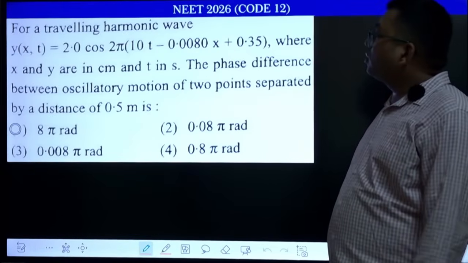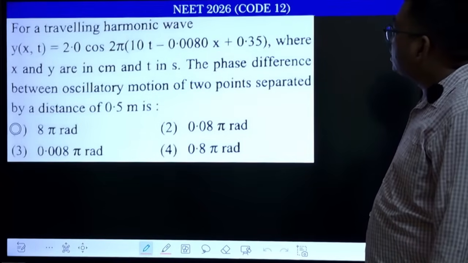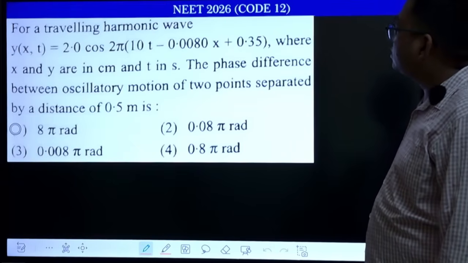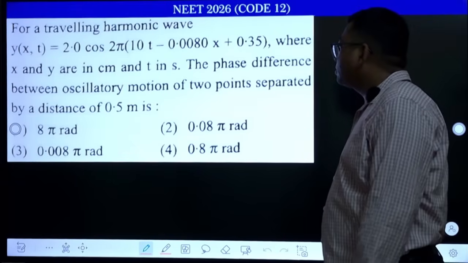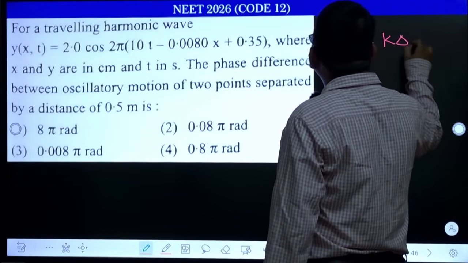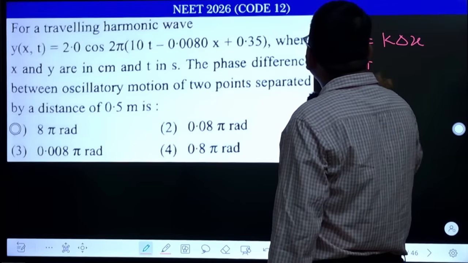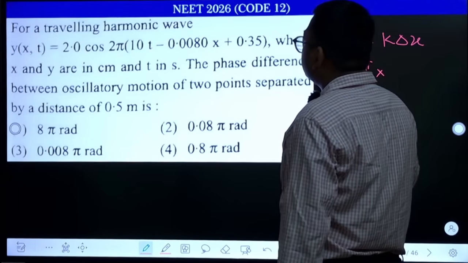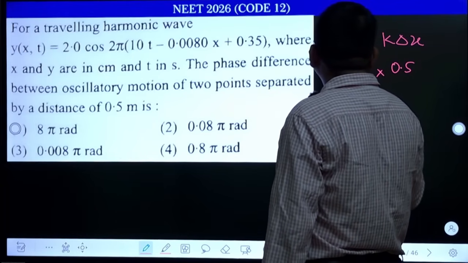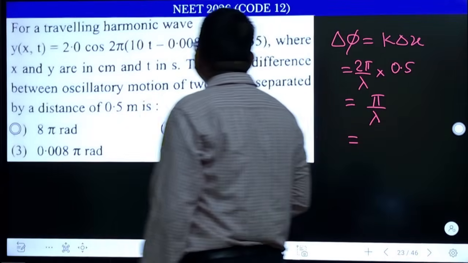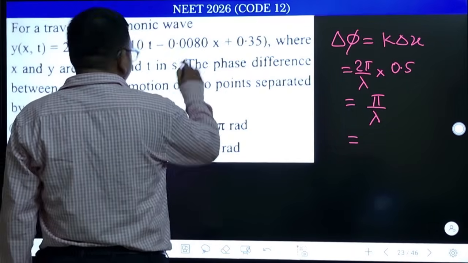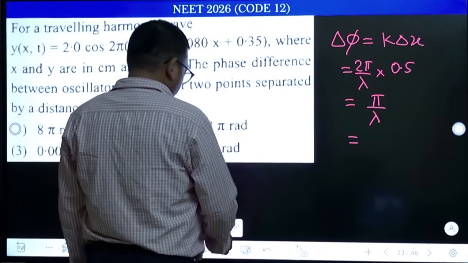For a traveling harmonic wave where x and y are in centimeter and t is in second, the phase difference between oscillatory motion of 2 points separated by a distance, we have to calculate. So phase difference delta phi is equal to k delta x. We can use k is 2 pi by lambda into delta x, which is 0.5. So this is pi by lambda. What is lambda here? Or I think here k is directly given as the coefficient, so we can use this k coefficient directly.